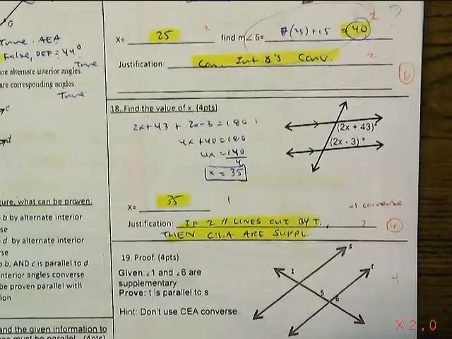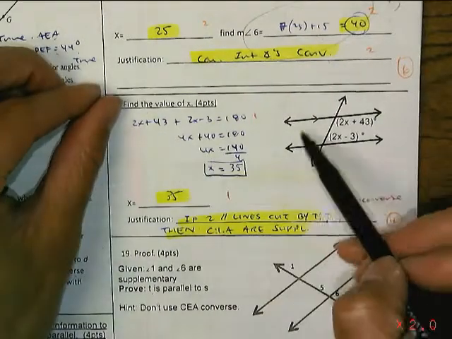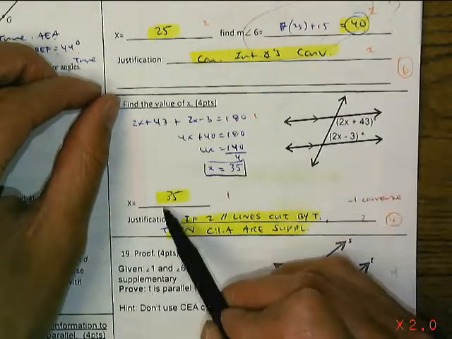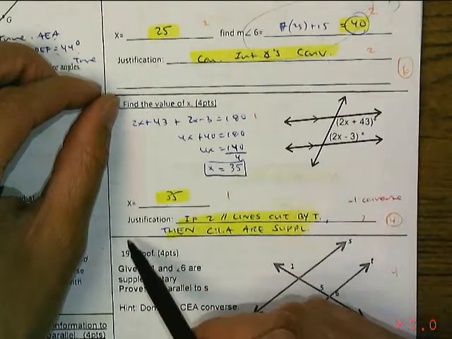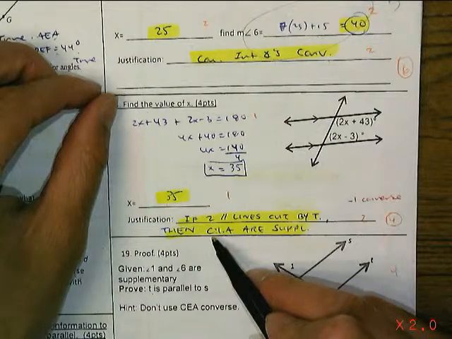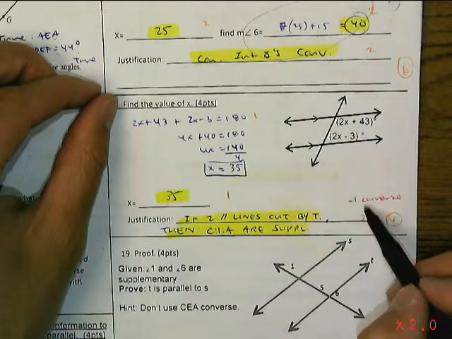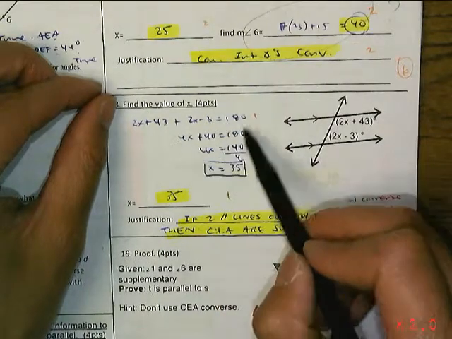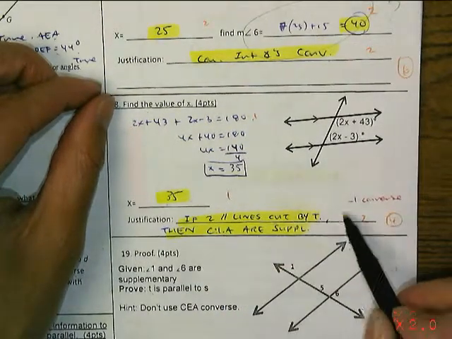Question number 18. These lines are parallel, that's the difference. Supplementary, you'll solve to get x equals 35. This is because if two parallel lines are cut by a transversal, then consecutive interior angles are supplementary. If you wrote the word converse, they give you a -1. So 1 point for setting up your correct equation, 1 point for solving for x, and 2 points for your justification.